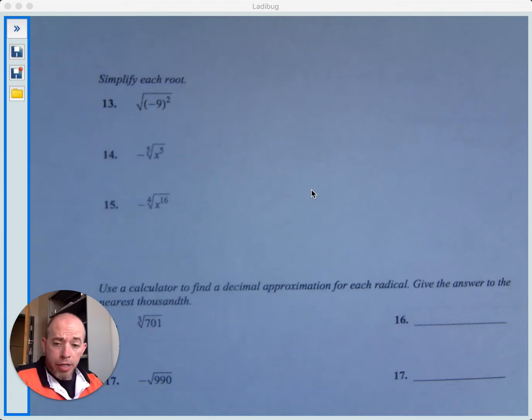Alright, so I may have misled you in the last video. We actually have one more page in 10.1 before we move to 10.2. So we're going to look at simplifying some other radicals that may be a little bit different than the ones we've simplified in the past.